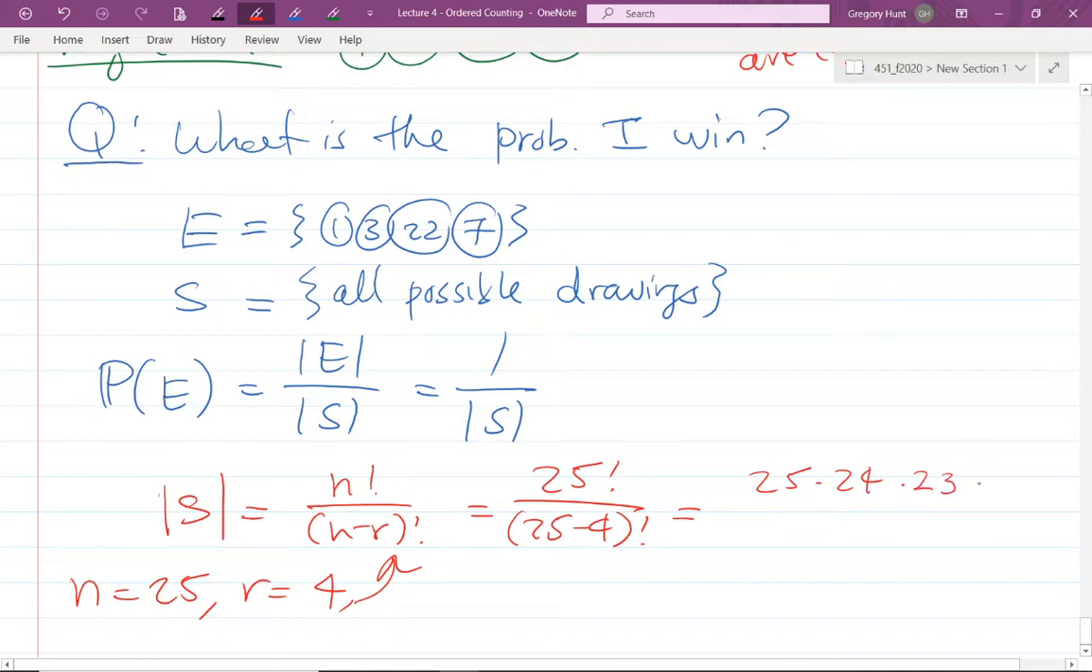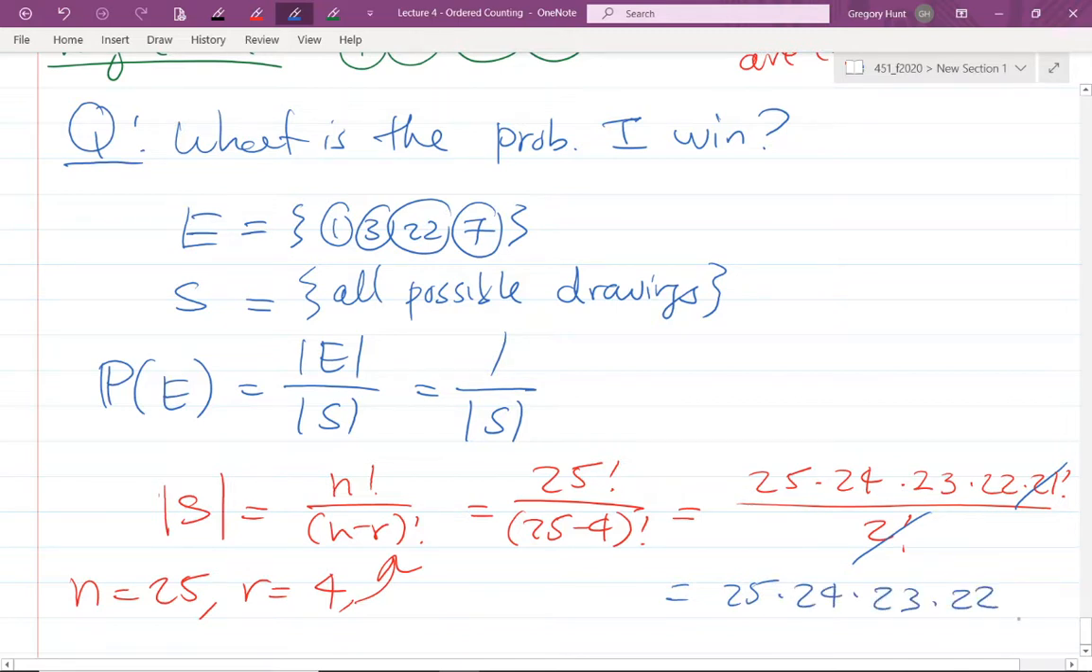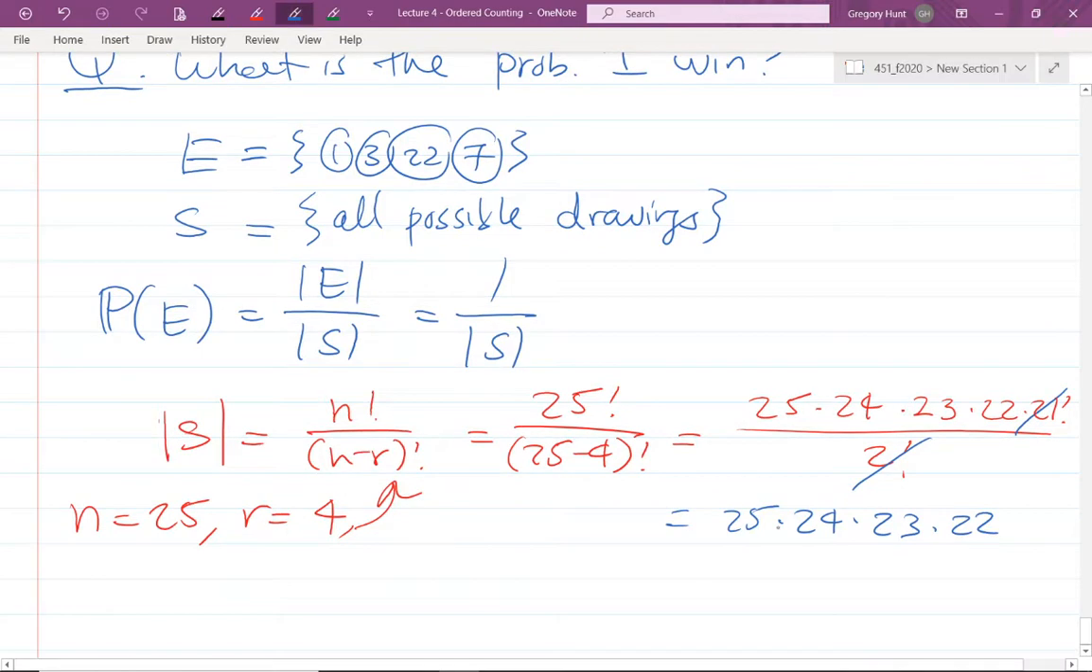Times 22 times 21 factorial over 21 factorial. The 21 factorials cancel, so I get 25 times 24 times 23 times 22. So that's the size of S here.